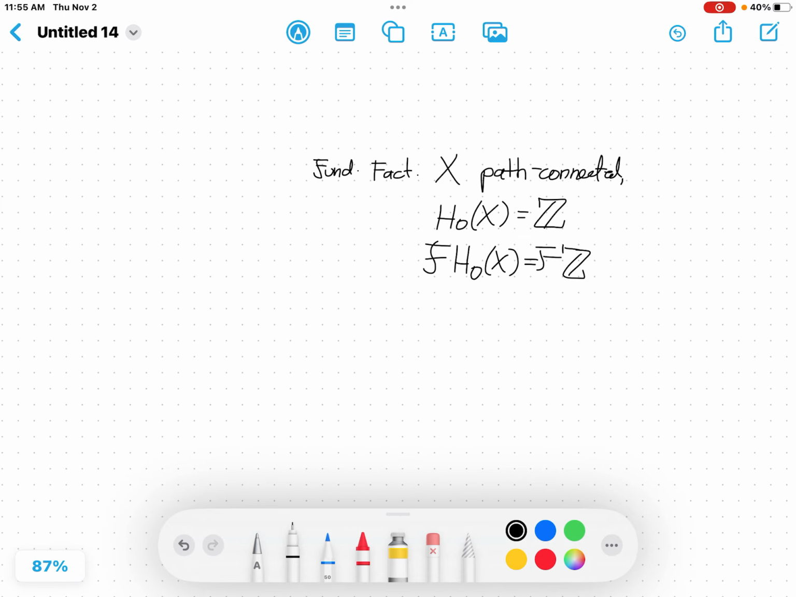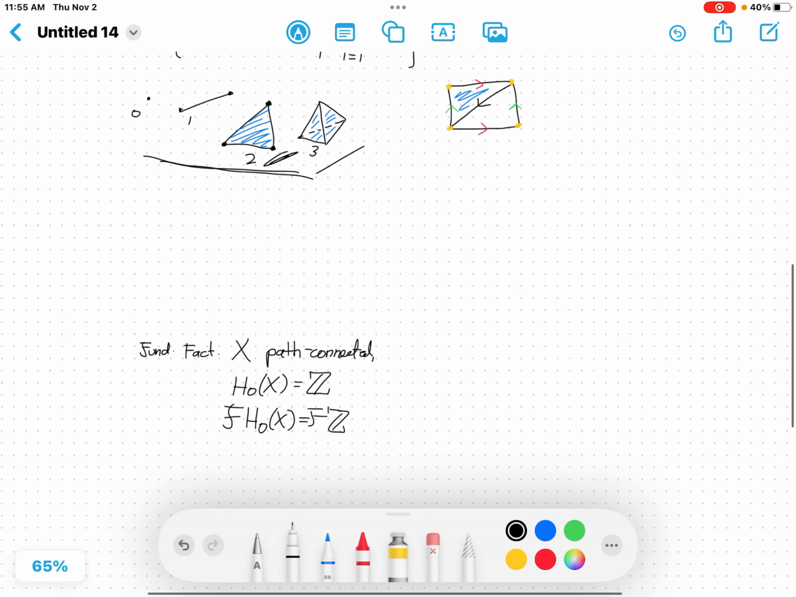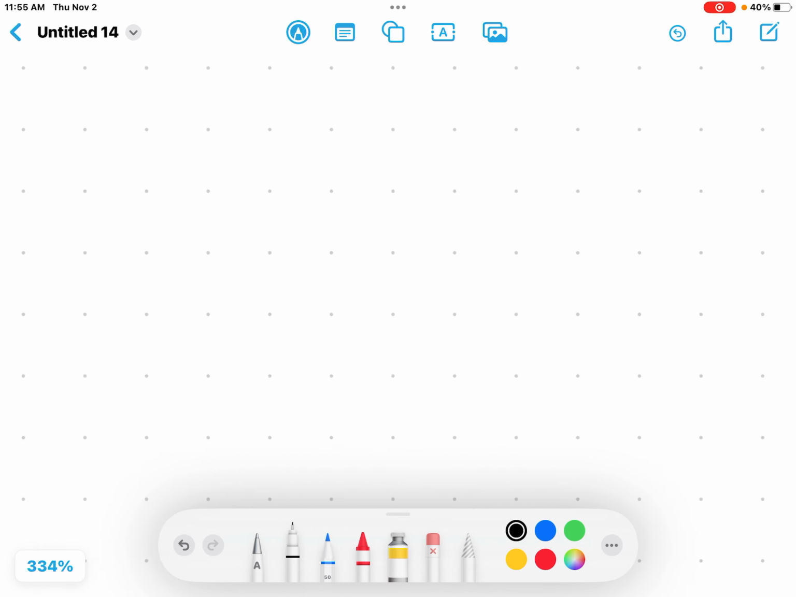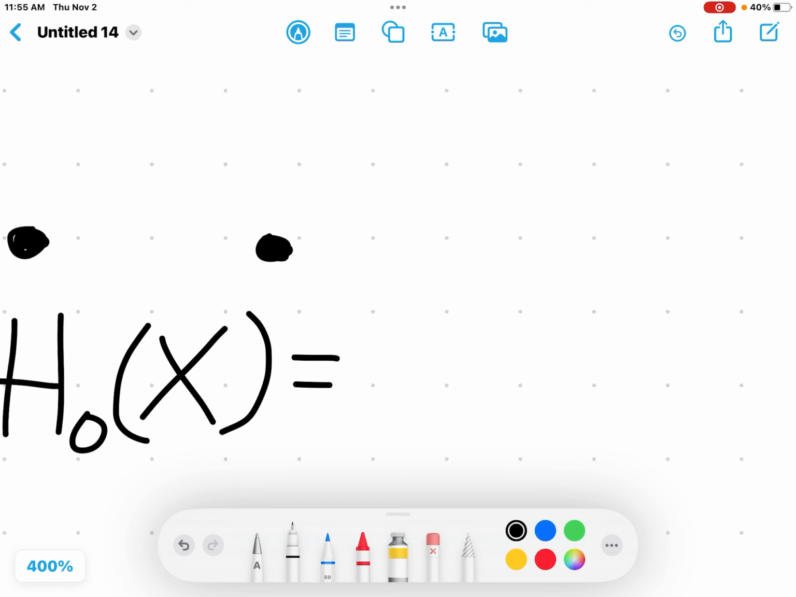If it's not path connected, then it should have a different zeroth homology group. For example, this will be a much more advanced thing, but we will find out that the homology group of 2 points, which is not path connected, recall, is precisely Z direct sum Z.